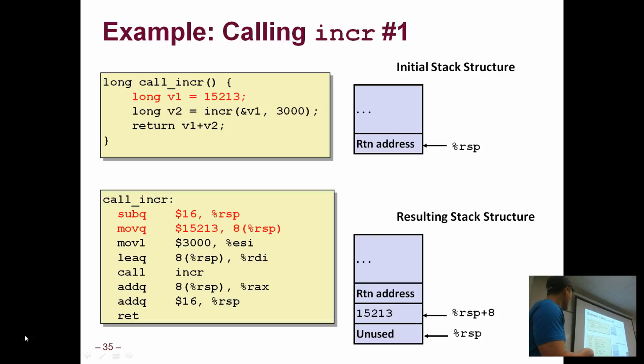And then you move 3000 into ESI, and that's your second parameter. Remember Diane's silk dress? So that is the silk part, so that's argument number 2, which is 3000. And then this will load the address of v1 into RDI, so 8(%rsp), which is the address of v1. And then you load that address into RDI. Those are your two parameters. And then you can call increment with those two parameters.